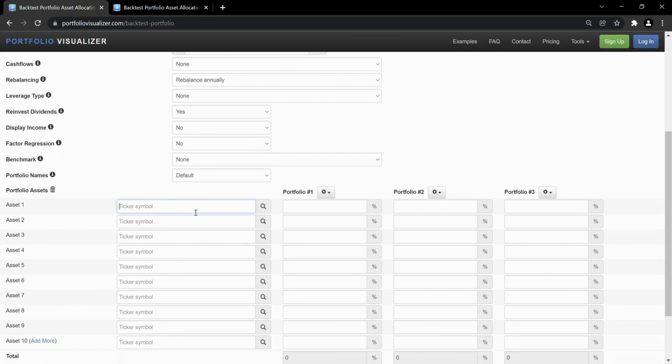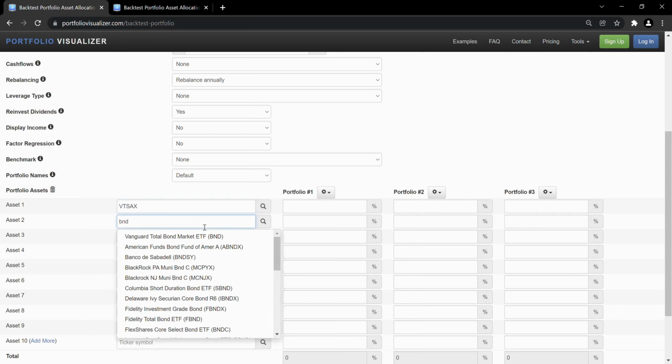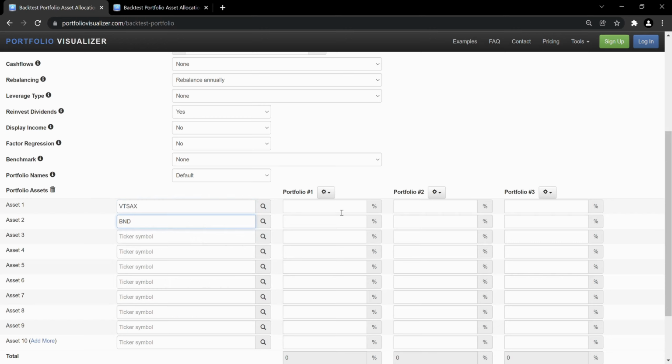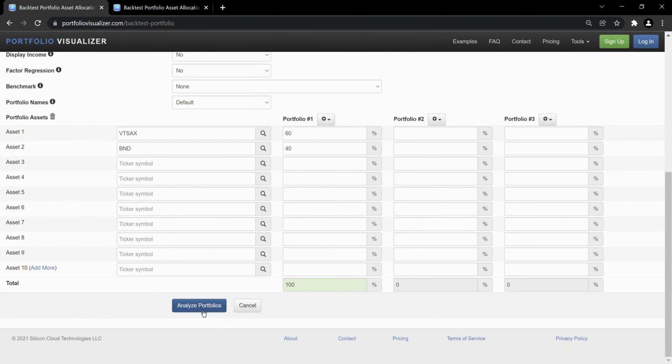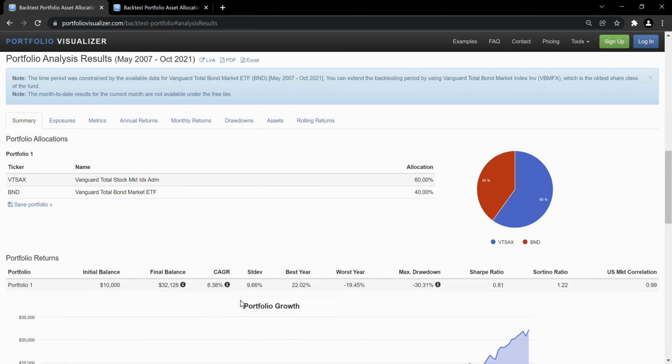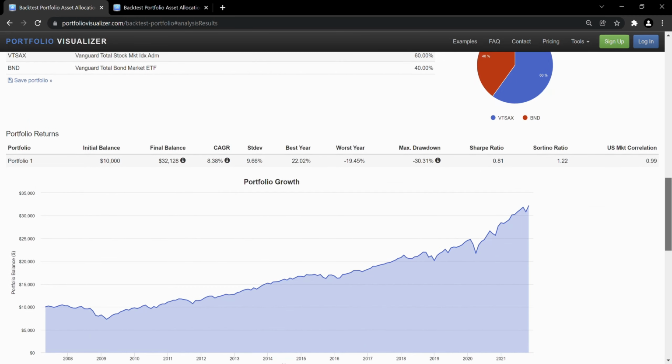Now let's just take a simple portfolio, a 60-40 portfolio that you're probably familiar with. We'll do VTSAX, Vanguard Total Stock Market. We'll do BND for the total bond market, and we'll make it a 60-40 portfolio. Okay, and then you just come down here and you hit Analyze Portfolio. And it gives you this nice little pie chart here. It shows you how the thing grew.